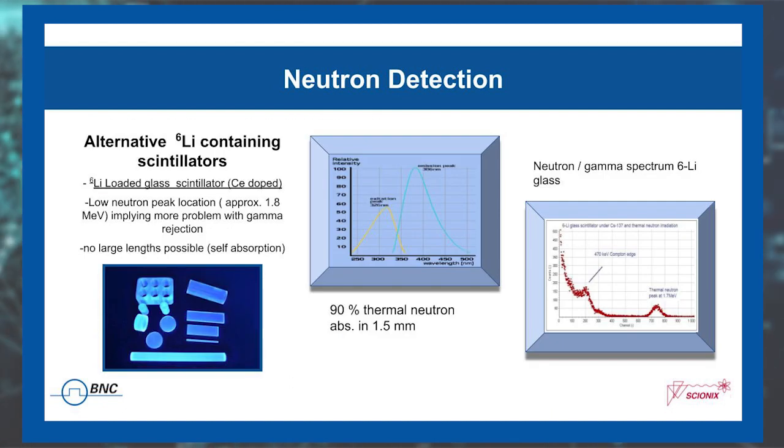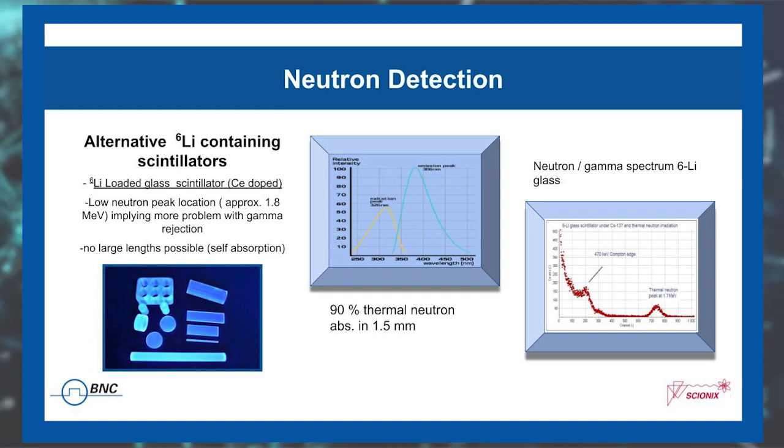Another neutron scintillator containing lithium-6 is lithium glass. Lithium glass is also cerium doped. It's a fast scintillator. It's much faster than lithium iodide. And it's poured, so it's not really grown like a crystal. We can't use this material in extremely large sizes, but we don't need that, because actually 90% of the thermal neutrons are already absorbed in 1.5 millimeter of material.